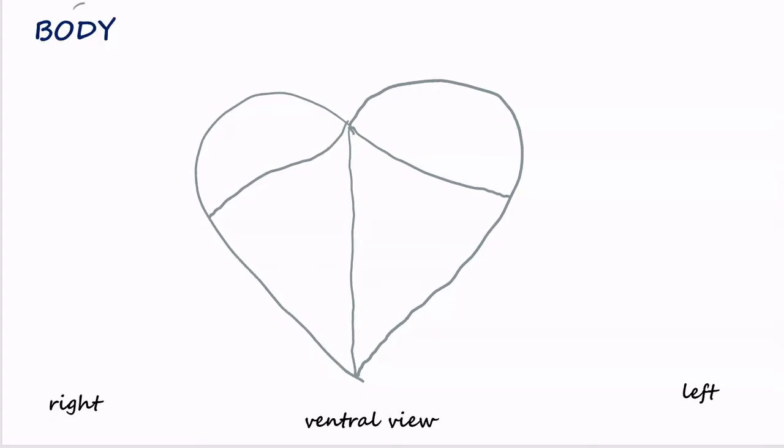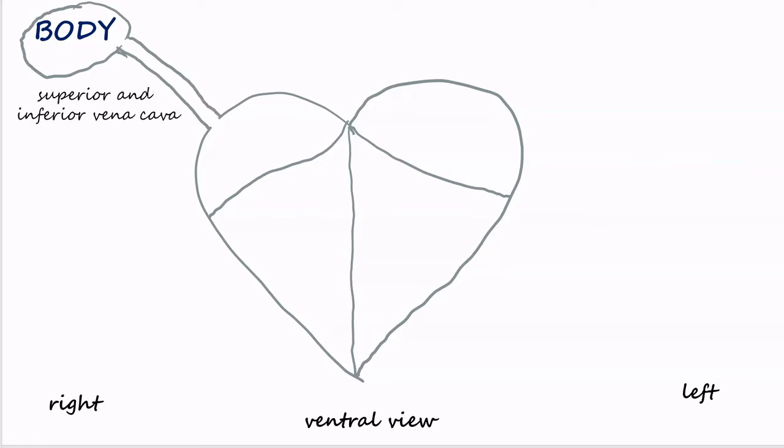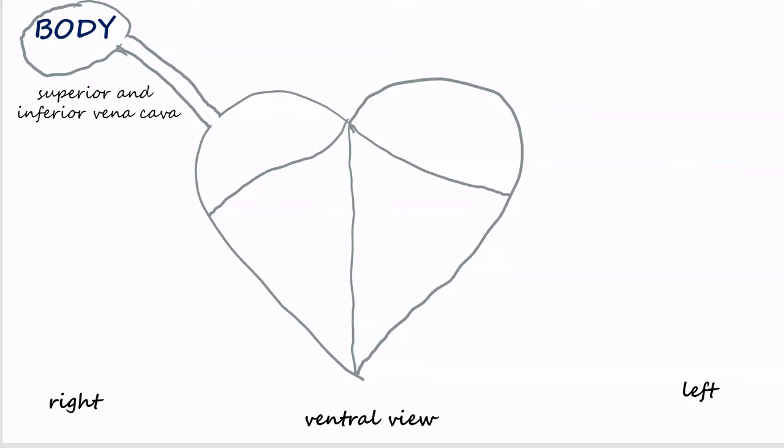Now consider the flow of deoxygenated blood coming back from the body. The blood is carried to the heart, ultimately entering the heart through the superior and the inferior vena cava. The superior vena cava returns blood from the upper body and the inferior vena cava from the lower. The blood flows into the right atrium, where it is now pumped through the right AV valve into the right ventricle.